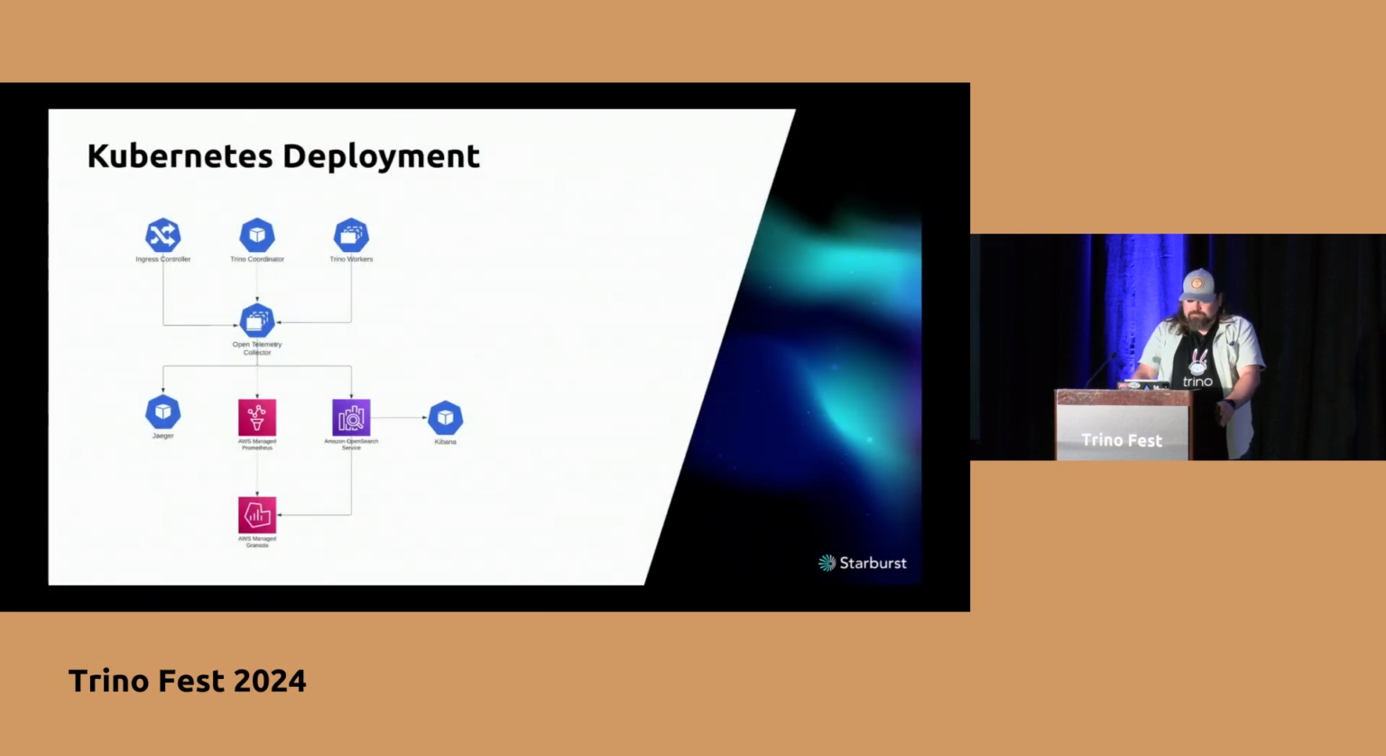So this is what I was hoping to do today, but I didn't quite get to all of it. Basically getting an ingress controller, Trino coordinator, and Trino worker. This is pretty much how the open source Trino Helm chart can deploy things. And then adding on to that, an OpenTelemetry collector that collects logs, metrics, and traces from all three of those components, and then pushes those down to Jaeger, Amazon Managed Prometheus, and OpenSearch.